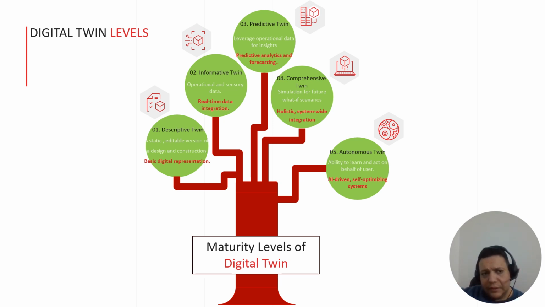The fifth and last is autonomous, which has no human interface. The best example for this now is self-driving cars, where the car makes decisions by itself based on traffic and weather and so on. There is no human interface in such a case, and the digital twin itself takes the action.